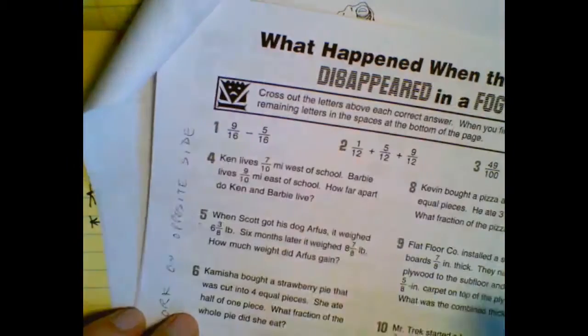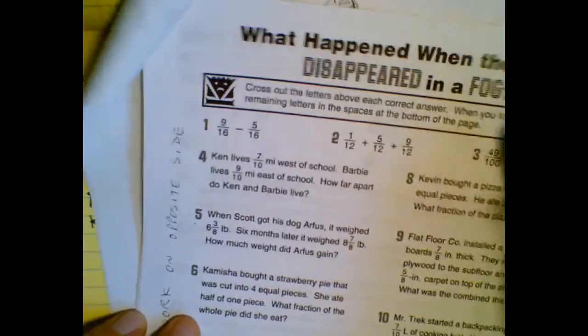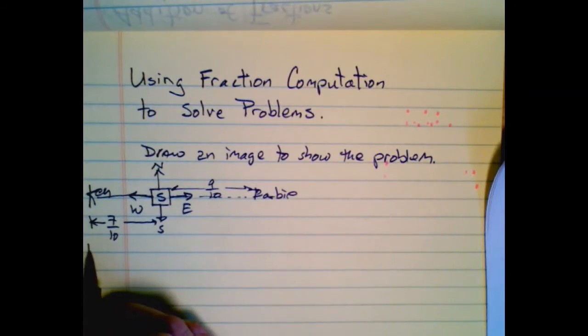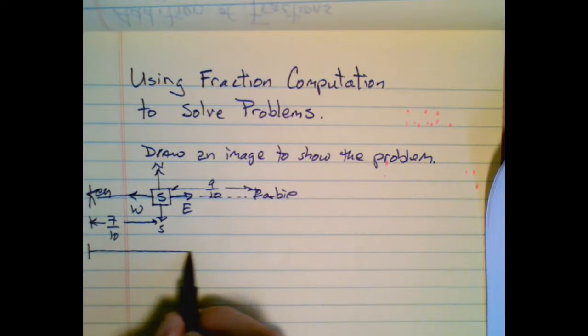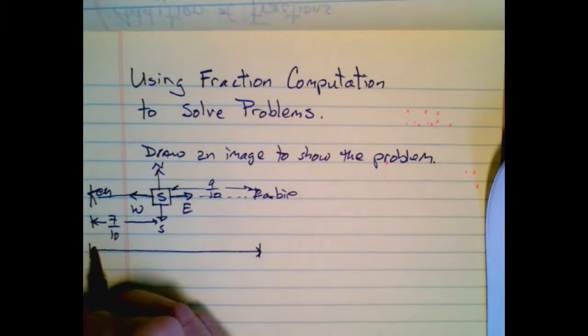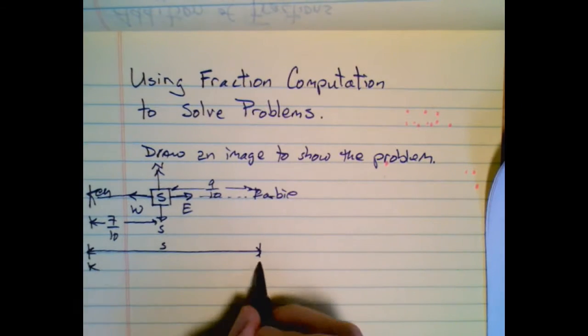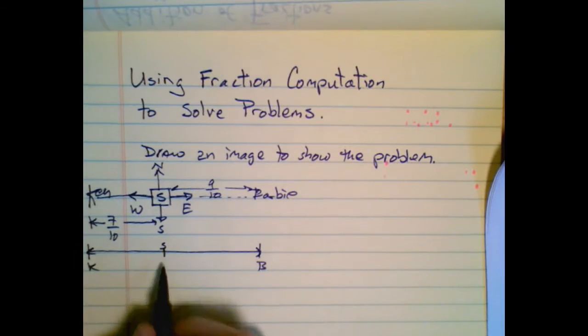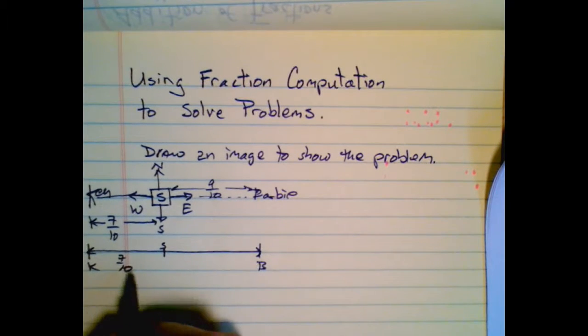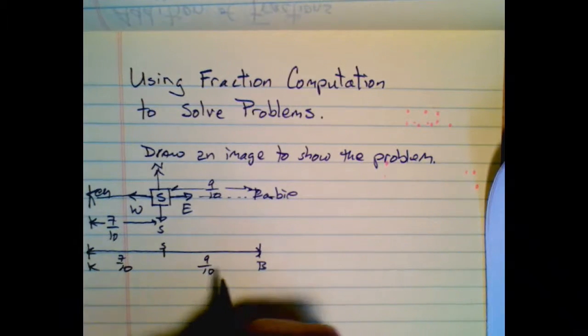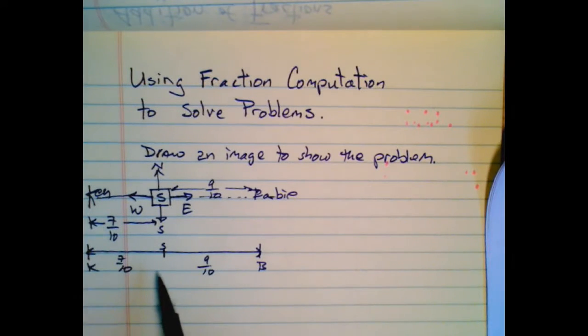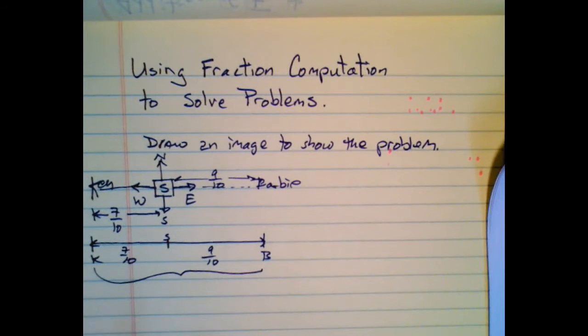And then the question they ask is, how far apart do Ken and Barbie live? So what's the distance between Ken here and Barbie over here? Well, we can see if here's the school, here's Ken, and here's Barbie, and we know that this distance is 7/10. We know this distance is 9/10. That shows us the particular relationship that we need to set up in order to find this entire distance. And I'll leave that to you to set up the problem and answer.